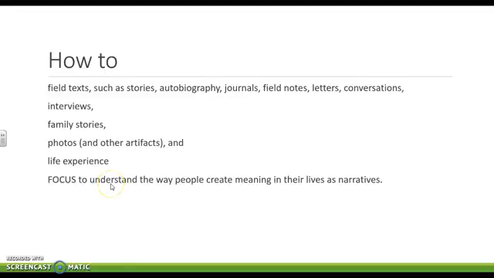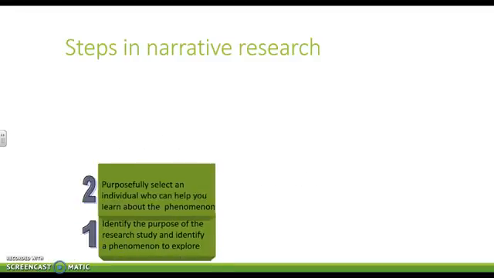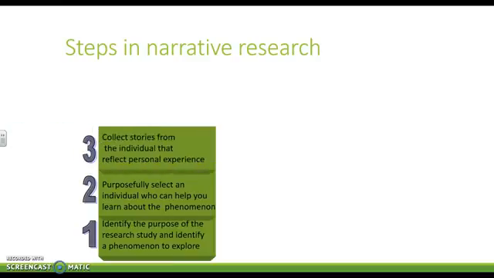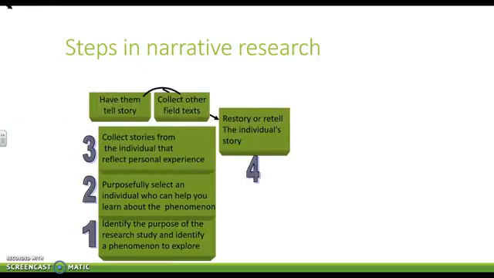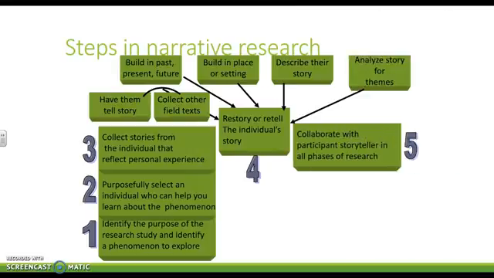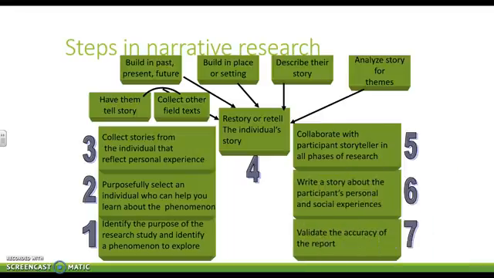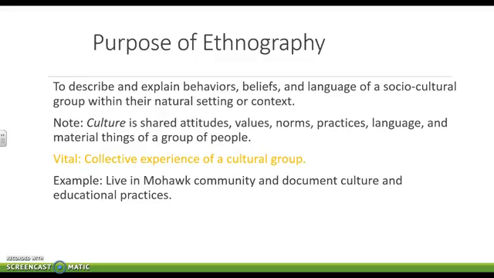And the focus is to understand how people are creating meaning in their life and how we're going to restory it. So you have a problem, you find a person, you collect all the stories, and then to restory it, you just get so much information, and then you have to sort through it, put it back in order, collaborate with them, make sure that what you think you're finding is what they think they said. It's really, really important. Then you actually write the story and you validate it.